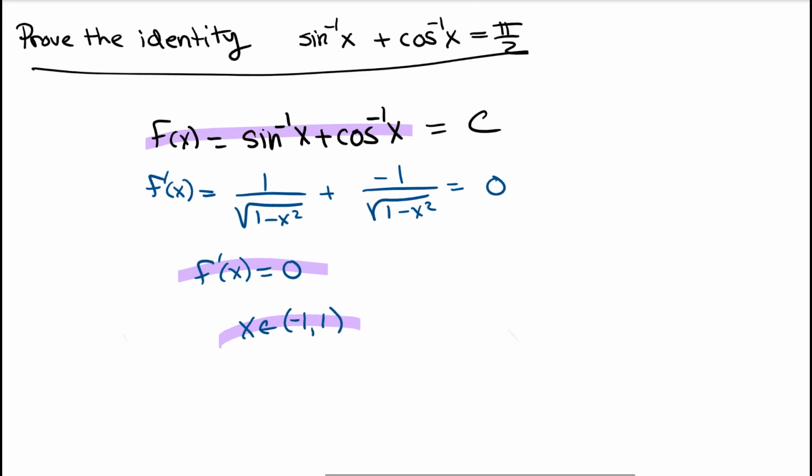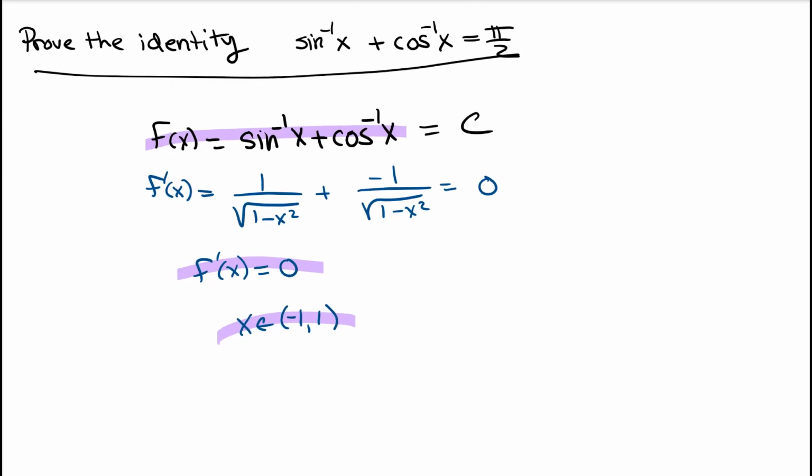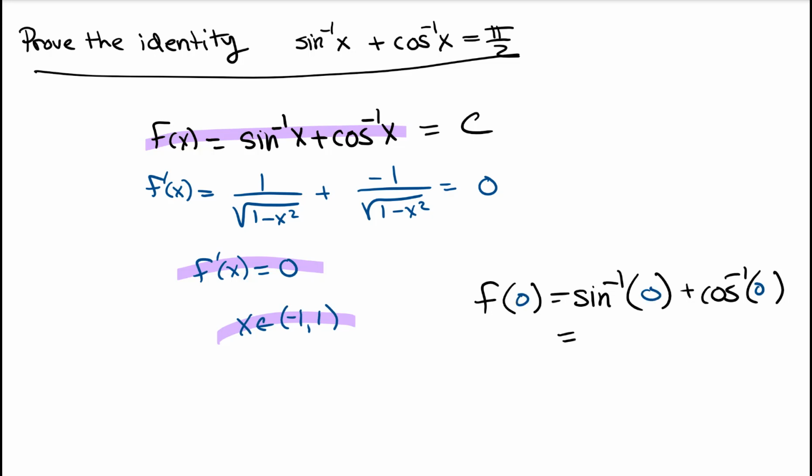So all we need to do is plug in any value that's in our domain. So let's say sine inverse of, and I've already told you the value I'm going to plug in, 0, plus cosine inverse of 0. I like that number. 0's a good one. All we need is a little bit of our trig: sine inverse of 0 is equal to 0, and cosine inverse of 0 is equal to pi over 2. Therefore, this is equal to pi over 2. And by using this theorem, we have now shown that our c must equal pi over 2.